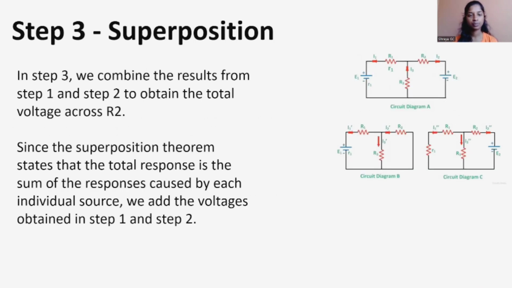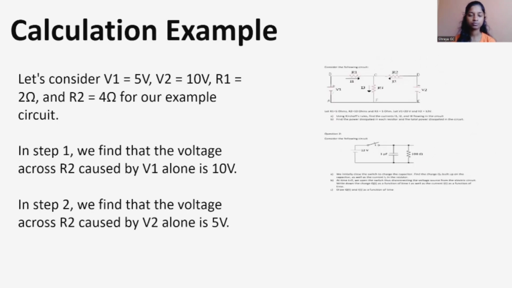Step 3. Superposition. In step 3, we combine the results from step 1 and step 2 to obtain the total voltage across R2. Since the superposition theorem states that the total response is the sum of responses caused by each individual source, we add the voltages obtained in step 1 and step 2.